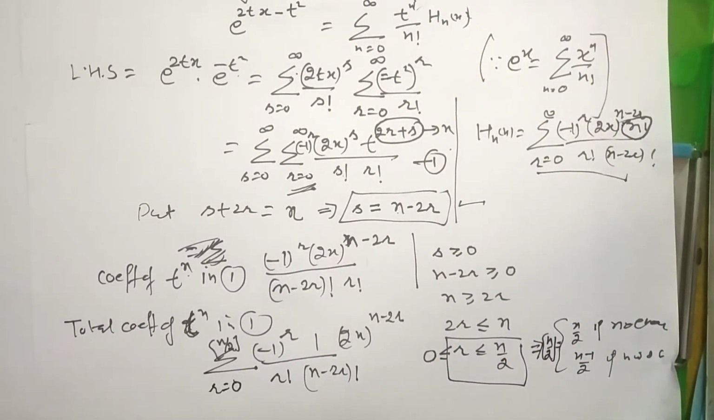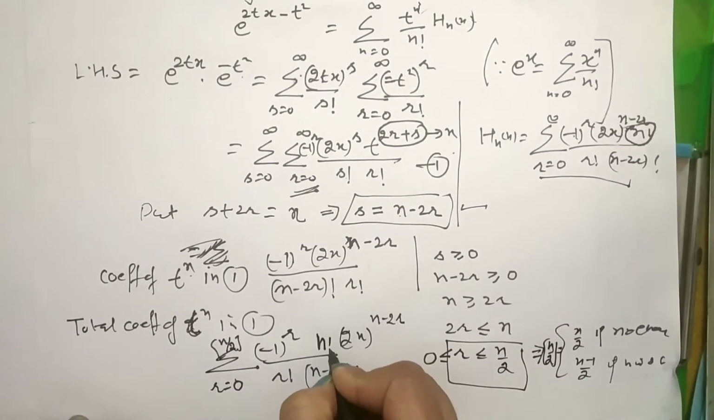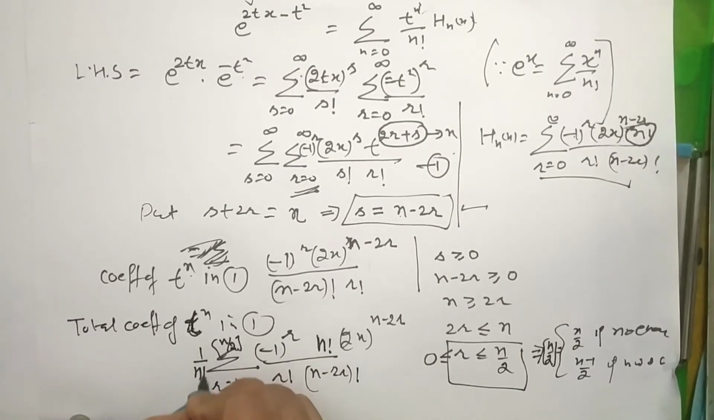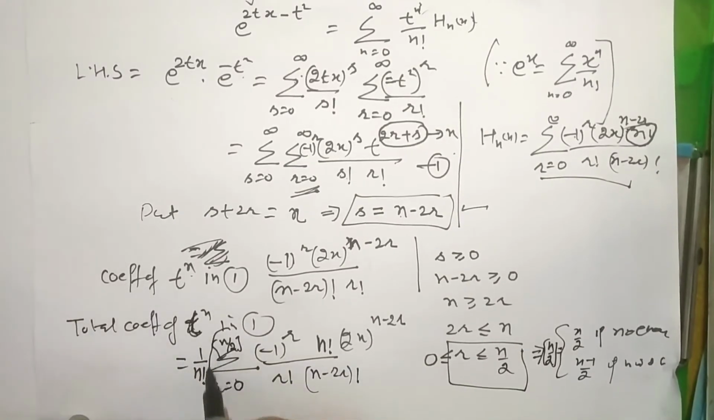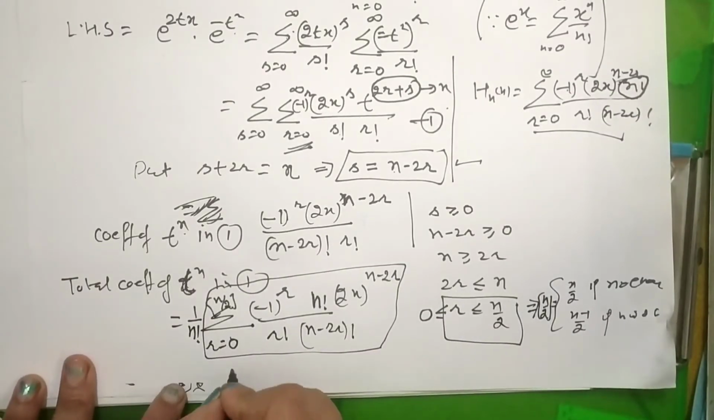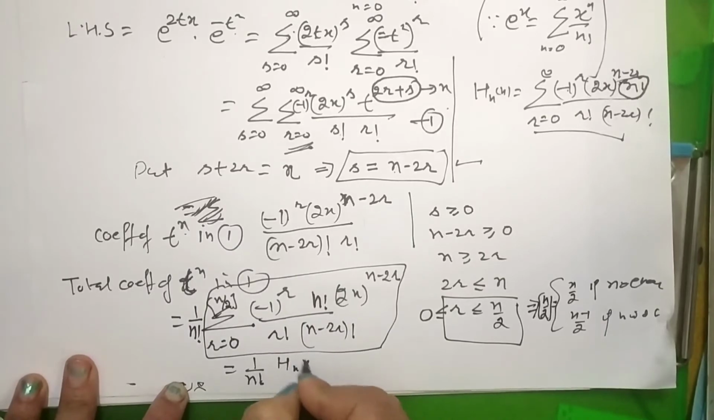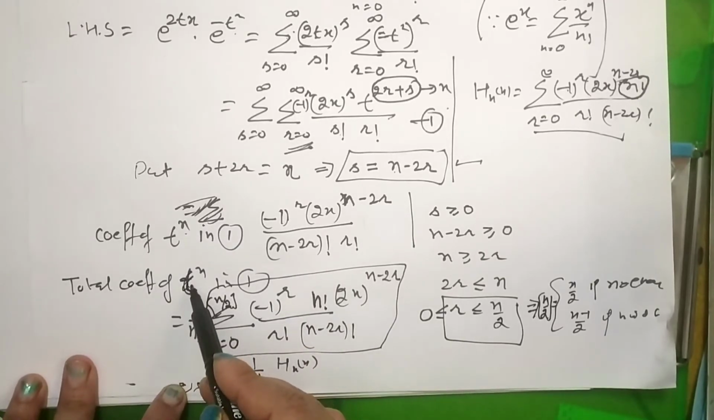So what we will do, we will multiply and divide it by n factorial. So here I write n factorial and here also I write n factorial. So this term is h n x. So you can write now this is 1 by n factorial and this term is h n x. So this is the coefficient of t raised to power n.